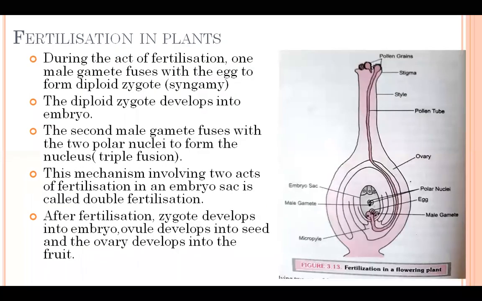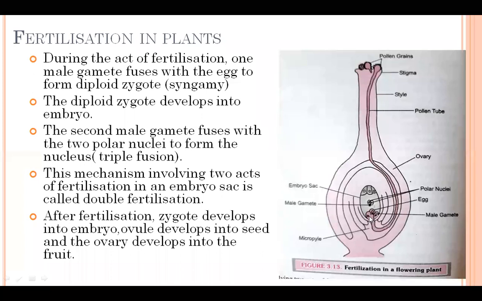Again, I am summarizing. Just listen quickly. So pollen grains are landing on the stigma. They are absorbing the water and swelling. They are germinating into a pollen tube. Inside the pollen tube, two male gametes are formed. And when this pollen tube enters the embryo sac from the micropyle and penetrates inside the embryo sac, it ruptures and releases two male gametes.